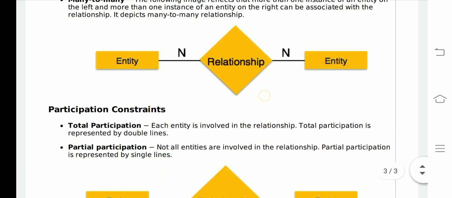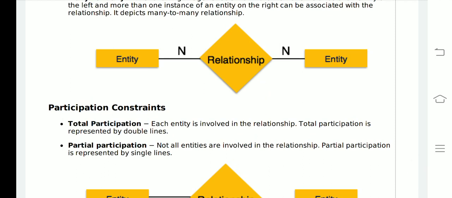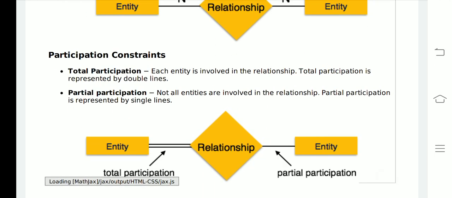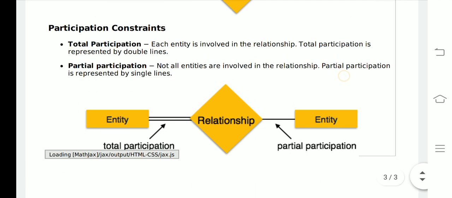And if we talk about the participation constraint, total participation and partial participation are there. Now, if we talk about the total participation, each entity is involved in the relationship. Total participation is represented by double lines like this: total participation at the left side, and partial participation, not all entities are involved in the relationship. Partial participation is represented by a single line like the right hand side here.